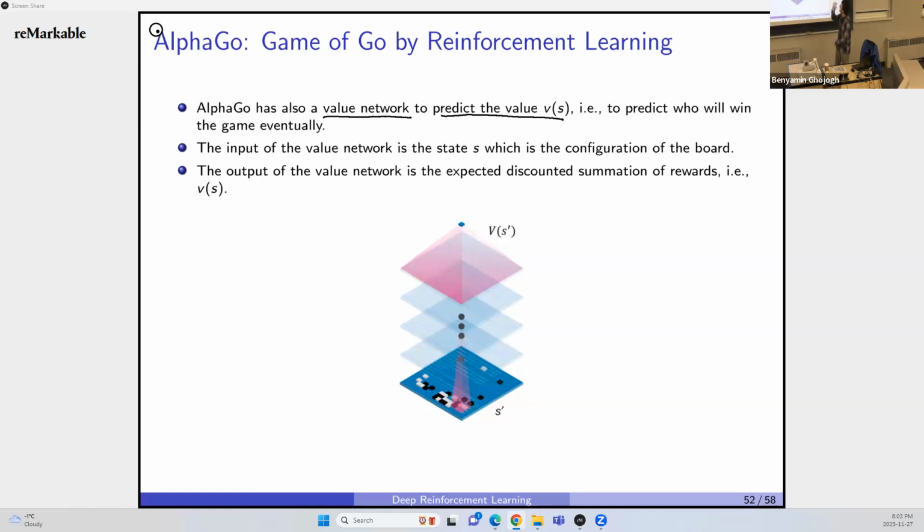Why do we need that? Can you tell me? Because the machine needs to find out whether it's in a good situation or not, whether it's losing or winning. Okay. So the previous policy network was for finding out what to do. The value network is for finding out how good the situation is. Okay. Why is it required? Can you tell me?